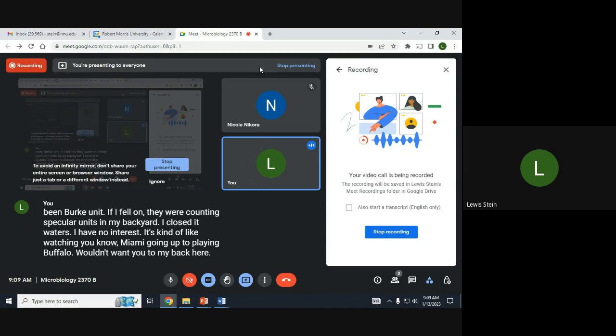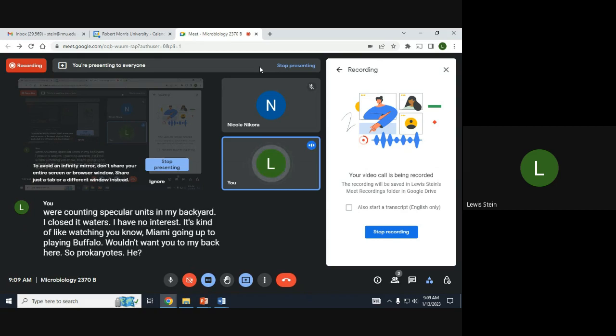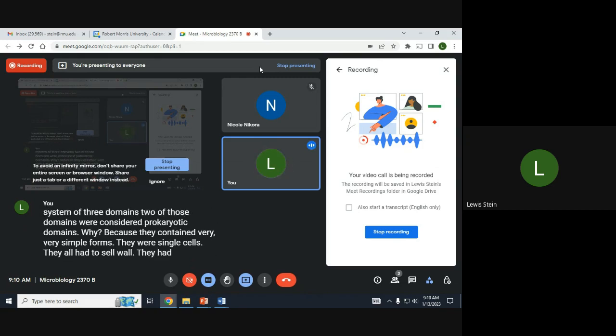Okay. So, prokaryotes. Based on the densities and the structure of the DNA, he created a system of 3 domains. 2 of those domains were considered prokaryotic domains. Why? Because they contained very, very simple forms. They were single cells. They all had a cell wall. They had regular DNA. That's the beauty of DNA.